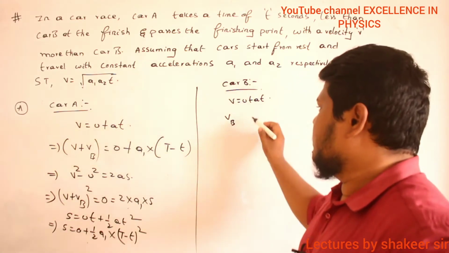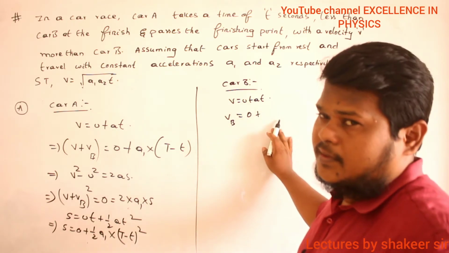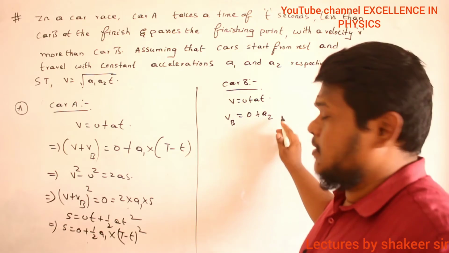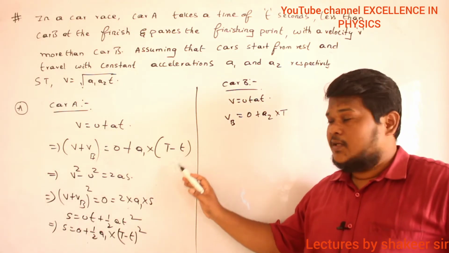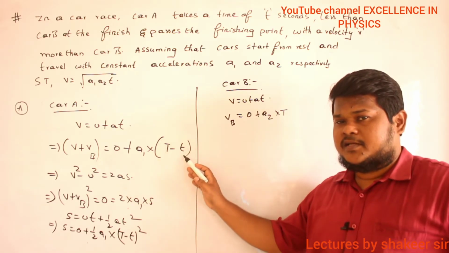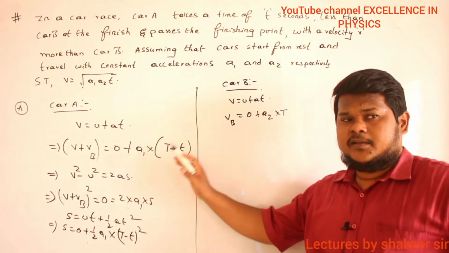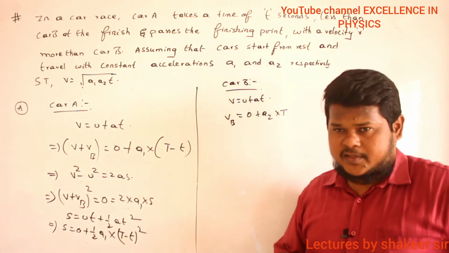Fine. Initial velocity of car B is 0, acceleration a2, time taken capital T. Capital T is the time taken by car B, but car A takes t seconds less, so capital T minus small t. Therefore here I have to use capital T. Are you able to understand?